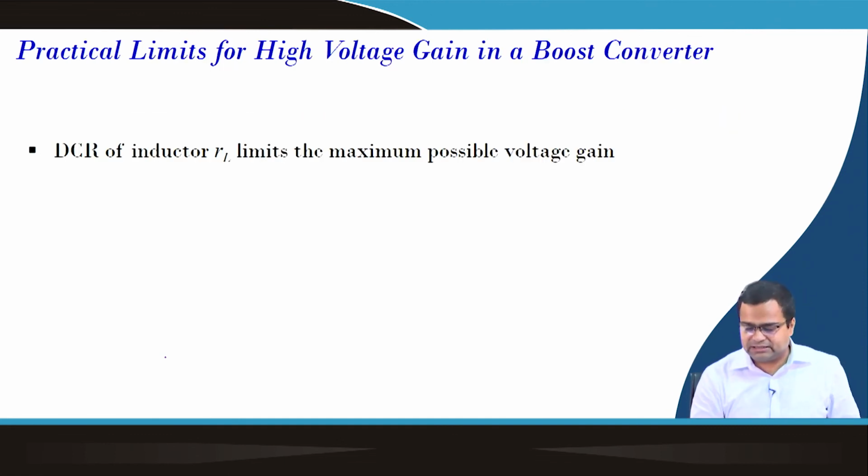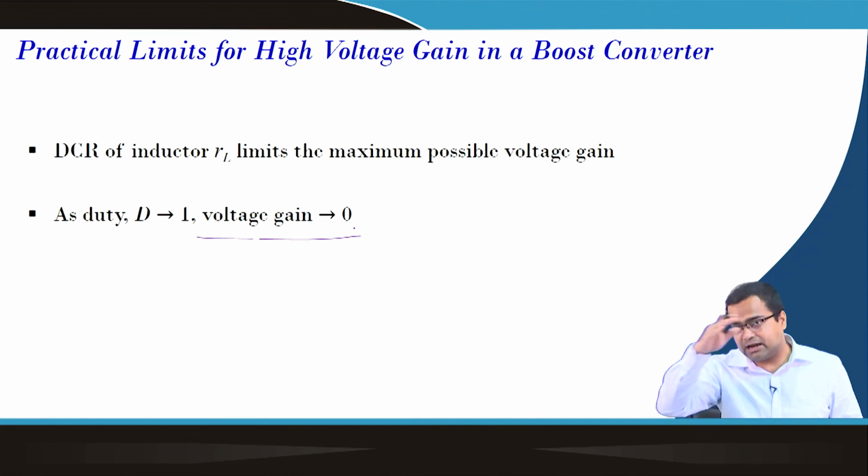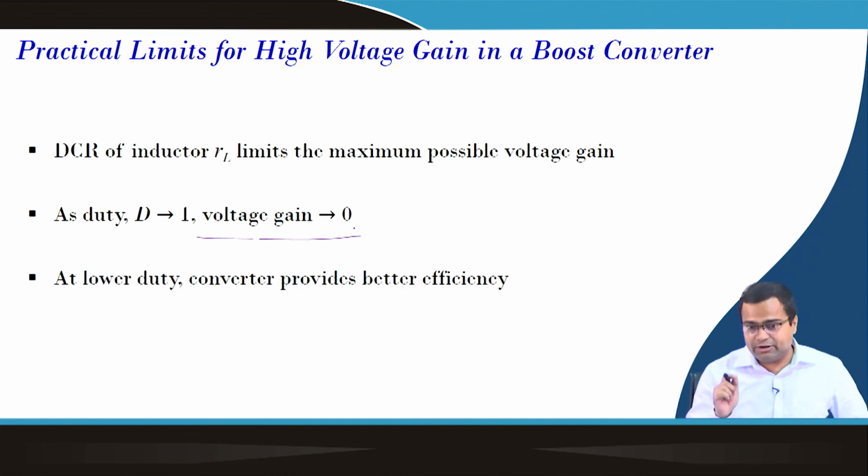So, practical voltage gain in a boost converter, the DCR of the inductor limits the maximum possible voltage gain. As duty ratio approaches 1, the voltage gain becomes 0, so it starts falling, and a low duty ratio converter offers higher efficiency. So, for high step-up operation, there are many possibilities. One can consider multiple cascaded stages, but that also increases the number of components and device complexity.